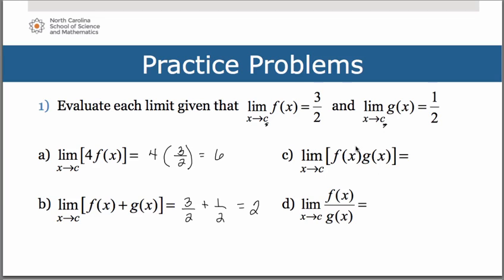If we want the limit of the product, we simply are going to multiply the two individual limits, and we obtain from that 3/4. And finally, if we want the limit of the quotient of the two functions as x approaches c, we will have 3/2, which was the limit of the f of x function, divided by 1/2, which was the limit of the g of x function, and that simplifies to 3.